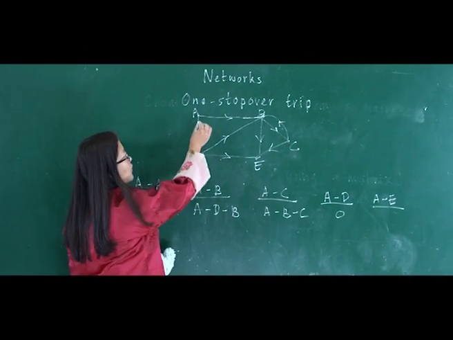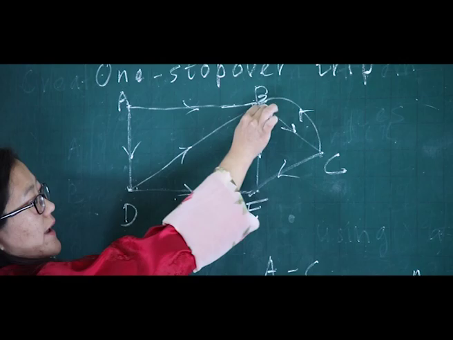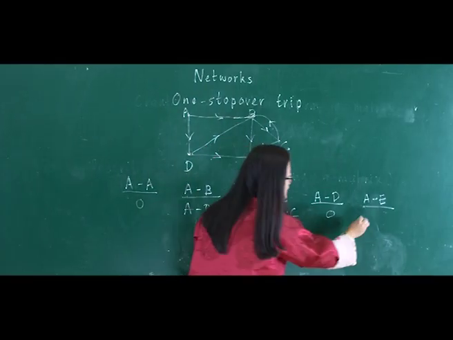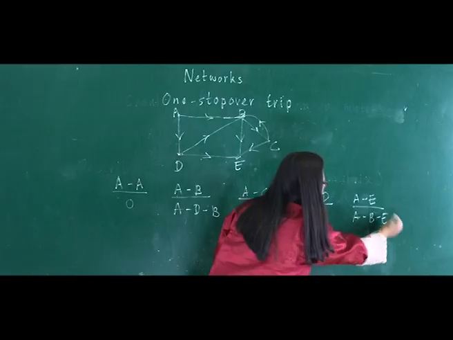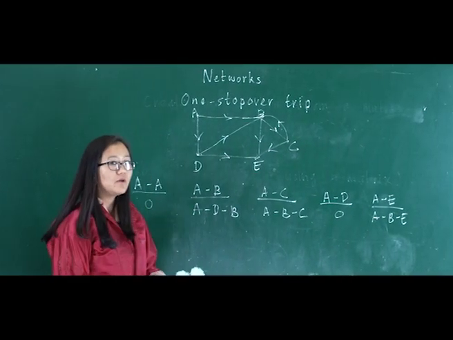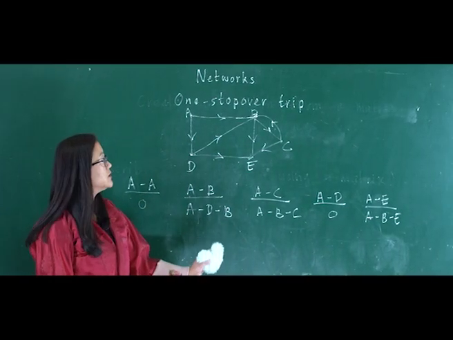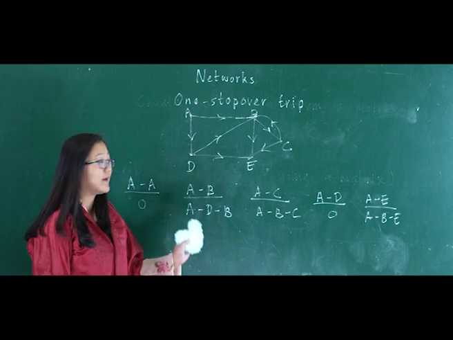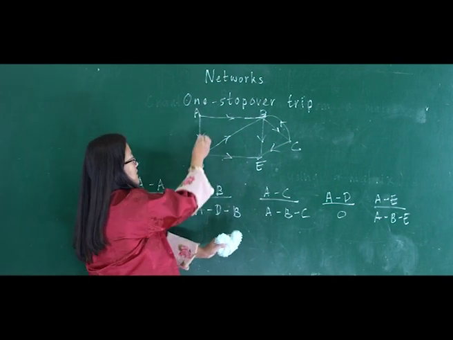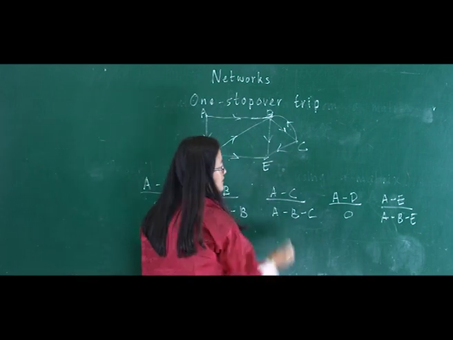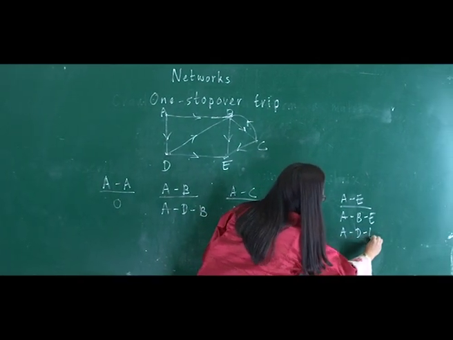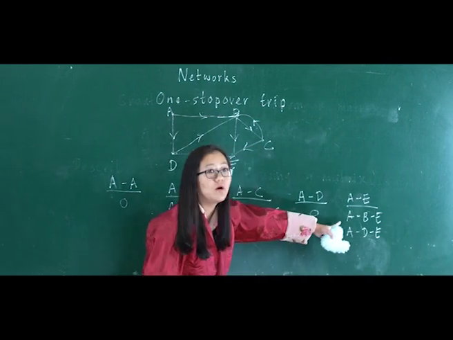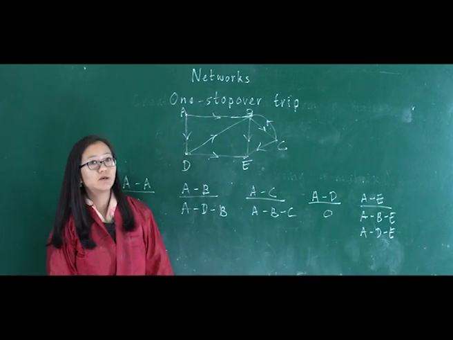So we can go from A to B, then to E. So we have one there. If you see carefully, there is one more route to go to E, stopping somewhere else. That is A to D, then to E. So here we have one stopover trip from A to A.